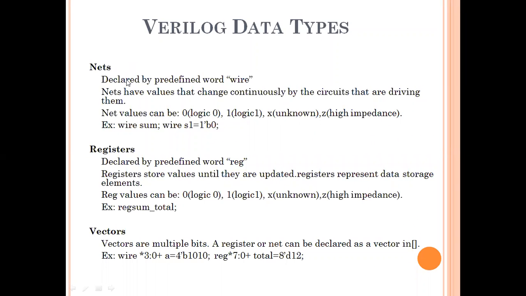Whenever we have to declare a signal as a wire, or if there is connectivity between two signals, we use the net, declared by the predefined word wire. Whenever we declare the data type by the name wire, the name of the data type is net. So what do we mean by net? Nets have a value that changes continuously by the circuit that is driving them. So if you have continuous changes on the signal, at that time you can use it.